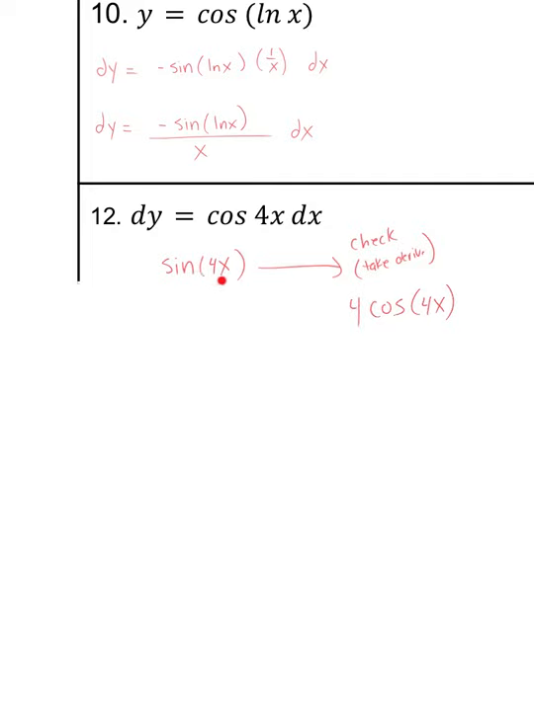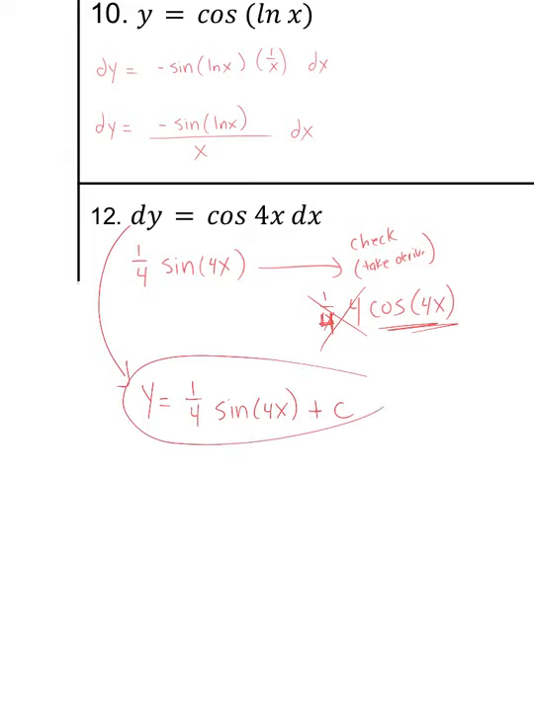So this right here gives me 4 cosine of 4x, but I need a 1 out front. So what can I put in front to make that 4 disappear? I can put a 1/4 there. Now when I bring the 1/4 along for the ride, excuse me, that's supposed to be a 4. This cancels out and I'm left with what I need. So to undo the differential, to take the antiderivative, dy goes back to y. My antiderivative is 1/4 sine of 4x, and don't forget plus c on the end. Antiderivative, we undid the chain rule.